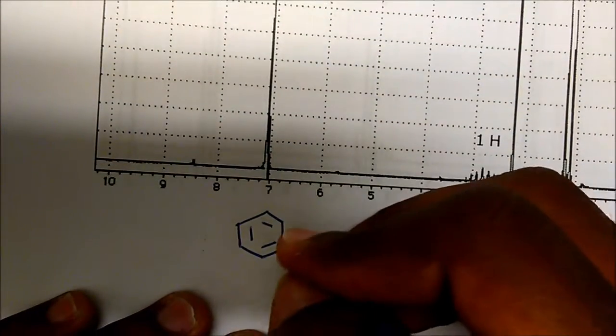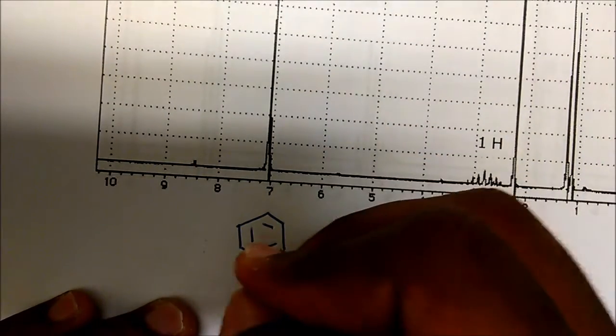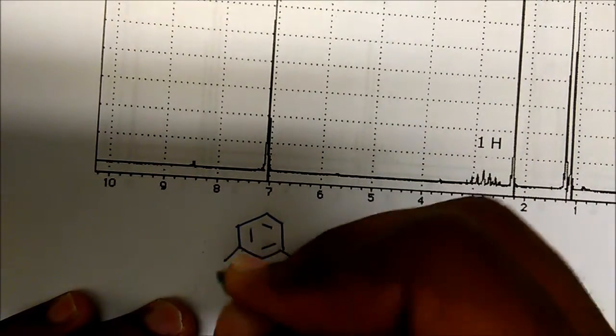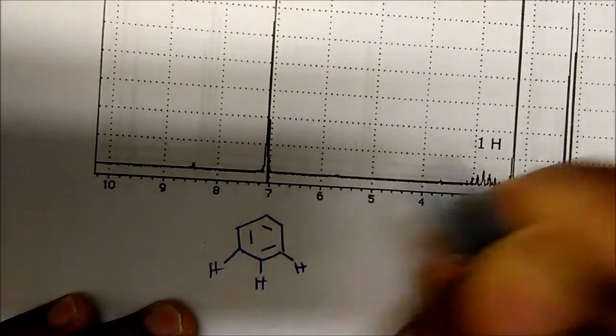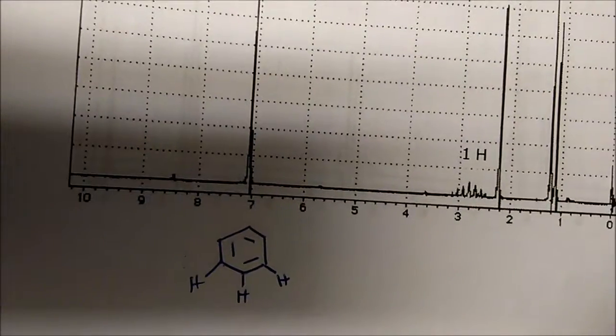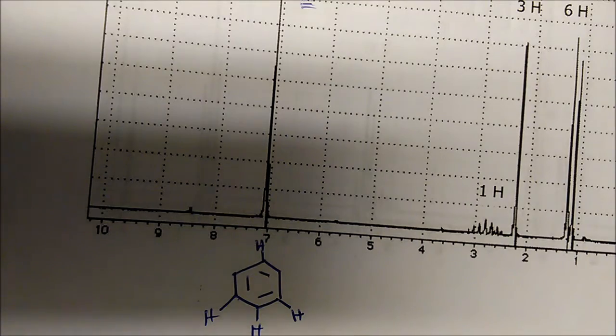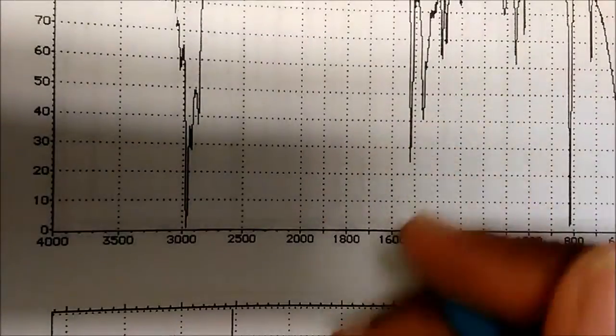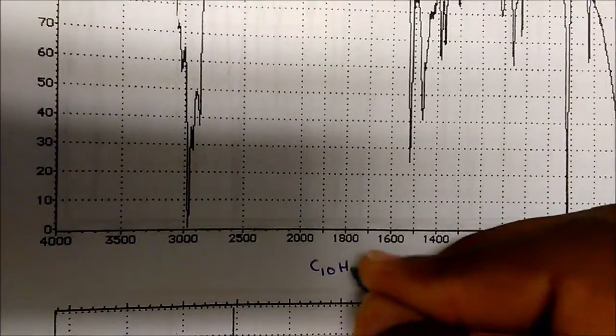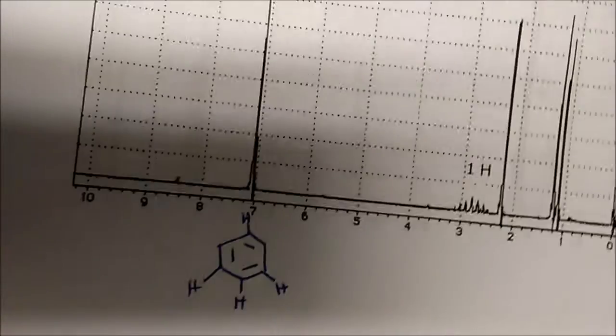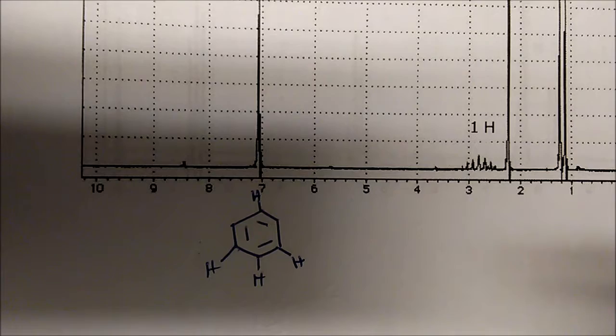Right, and this has 4 hydrogens, which means that this has to be disubstituted, right? Because remember there's 6 hydrogens on an aromatic ring, so this has to be disubstituted. So we already took care of 6 hydrogens. The molecular formula is just C10H14, so we took care of 6 carbons.